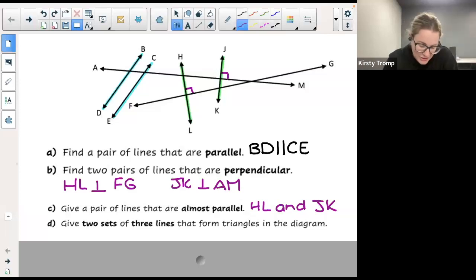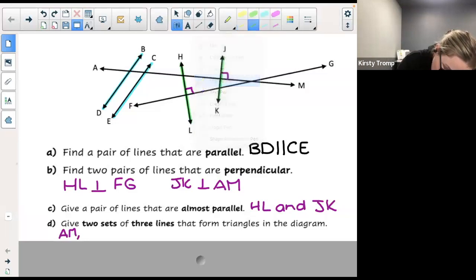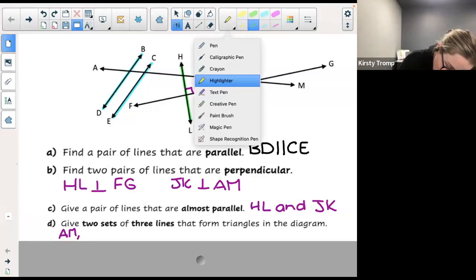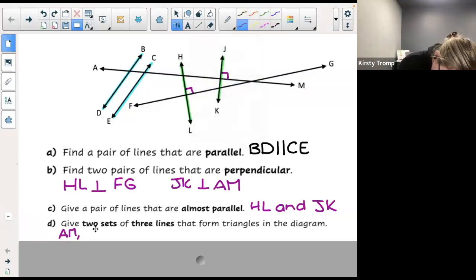Hello, Christian. Can you give me one set of 3 lines? AM and FG, and JK. So let's have a look. You've got AM and FG. Awesome. I agree with you. And you're saying also JK. I completely agree. Well done. Thank you so much. Let's have a look at those. Let's color them in.